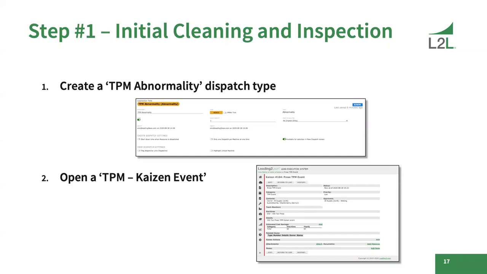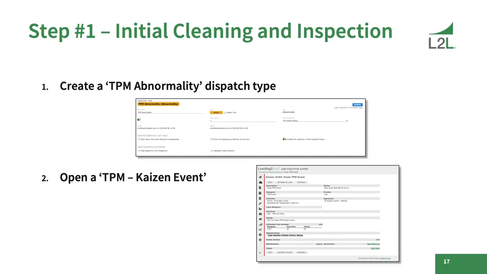So the first thing that I would do would be to create a TPM abnormality dispatch type. What I want to be able to do is give my frontline operators a path and an avenue that if they see a problem, they can quickly put in an abnormality that people will look at and be able to go get fixed early and often.